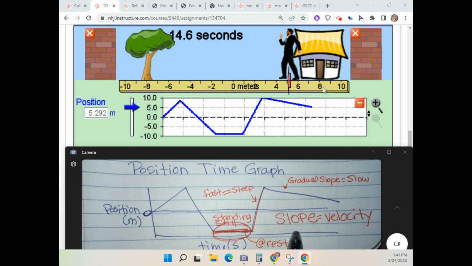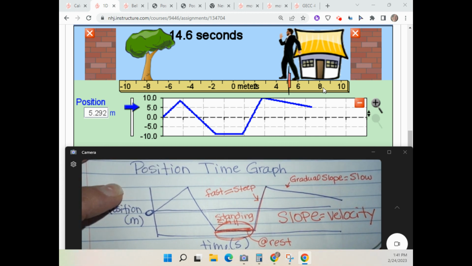Some of us are already like, okay, I got this. But we want to remember that whenever we have a horizontal flat line, that is at rest. The steeper the line, that's faster. The more gradual, that's slower. So let's make sure that we have that in our notebook.